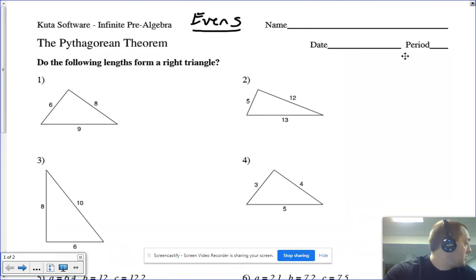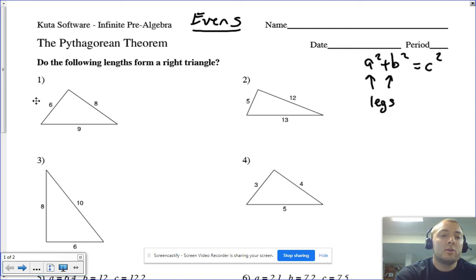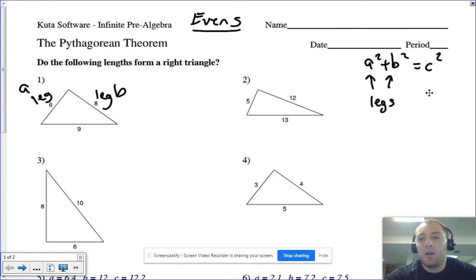Just a reminder, the Pythagorean Theorem is a squared plus b squared equals c squared. And that's where the a and the b are always the legs. Those are the smaller sides of the triangle. So for instance, if I looked at number 1, the 6 and the 8 would be the legs. They can be switched around, but as a rule of thumb, just go smallest to largest, so a and b. And then the largest side is always the c, and that's the hypotenuse.